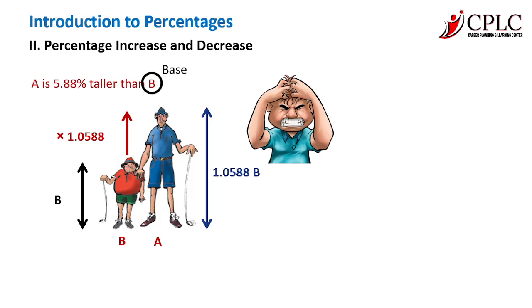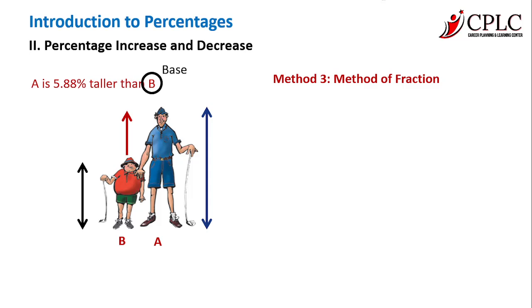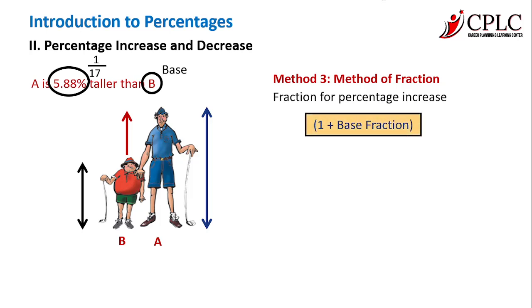So method number 3, the name is method of fractions. Now what happens here is, first things first, you'll have to remember 5.88 ka fraction, which is 1 by 17. And also by reading the question, you'll have to identify whether a percentage increase or a percentage decrease is happening. Obviously, taller is the word being used here, so percentage increase only is happening. And for percentage increase, the formula is 1 plus base fraction.